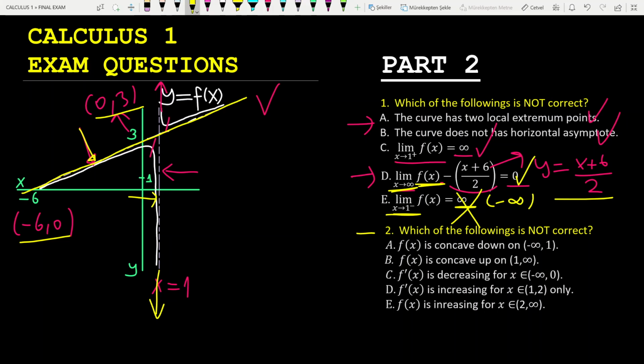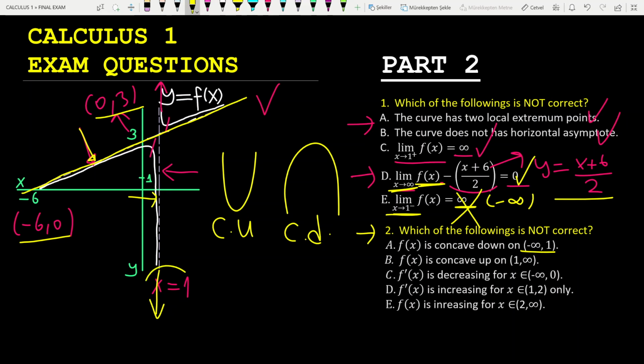Question 2. Which one is not correct? A. The graph of f is concave down from minus infinity to 1. Let's remember the definition of concave up and down. If you have something like this, it means the function is concave up there. If you have something like this, the function is concave down there, right? From minus infinity to the point 1, you have something like this. This is why the function is concave down.